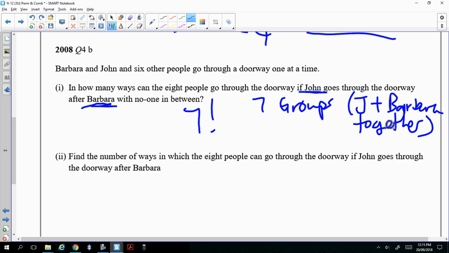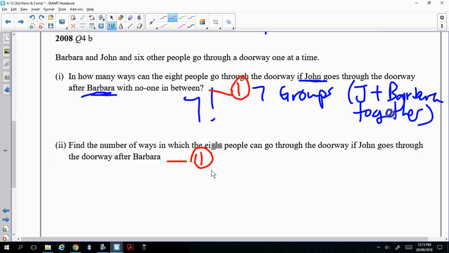That 1 mark tells you a lot, because you know you don't have to do a lot of things. This one is a bit tricky, where it's not necessarily no one in between them, but John has to go through after Barbara. So it could be 1 person between them or any number of people between them. You may do it by cases, you may do it by any technique to get the mark. All right, who wants to volunteer? Give you a couple minutes to think about it.